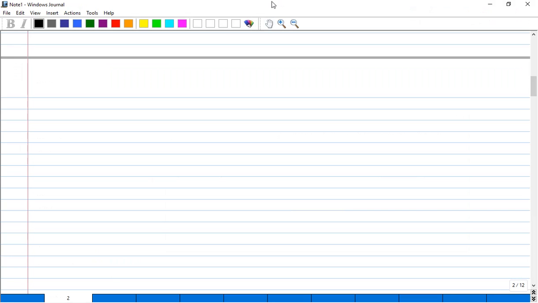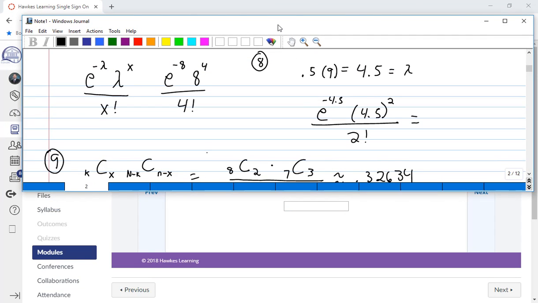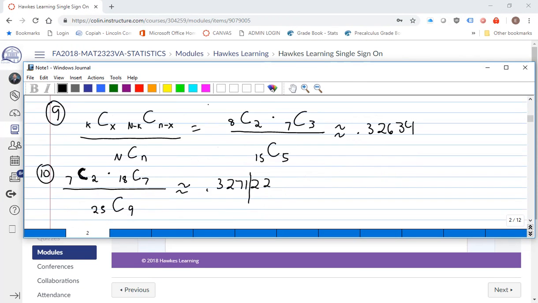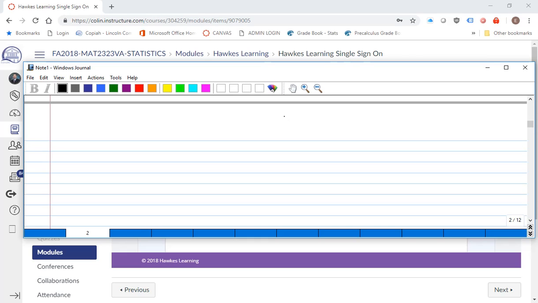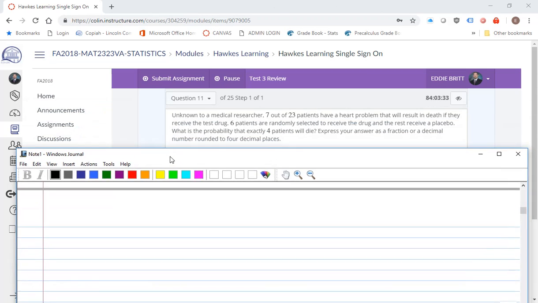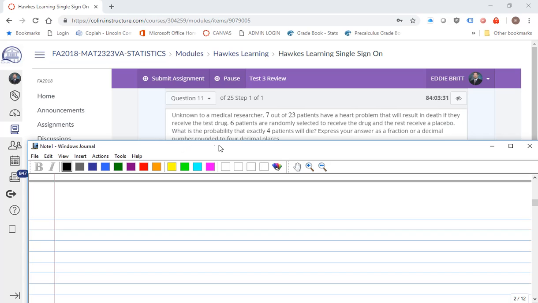All right, so this is another hypergeometric distribution, and we use the same formula that we've used on the last 2 problems. Sometimes it may help to write down what everything equals before you start plugging everything in. I know I haven't done that on the last 2.